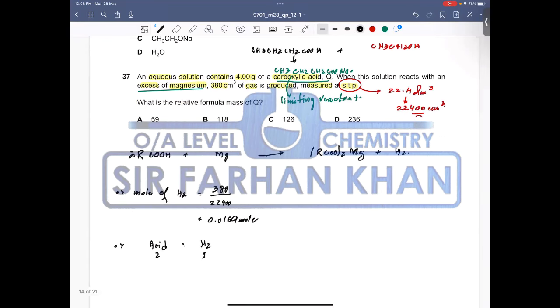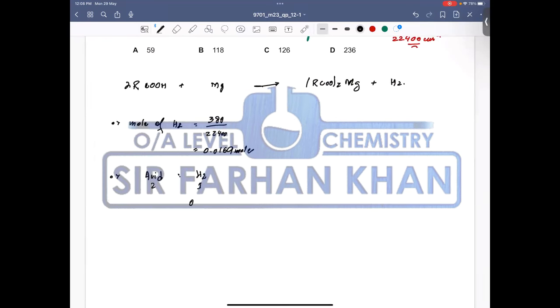You can see in the equation, right? So if we have 0.0169 moles of hydrogen gas, what is going to be the moles of acid? We need to multiply by 2. You will get 0.0339 moles.